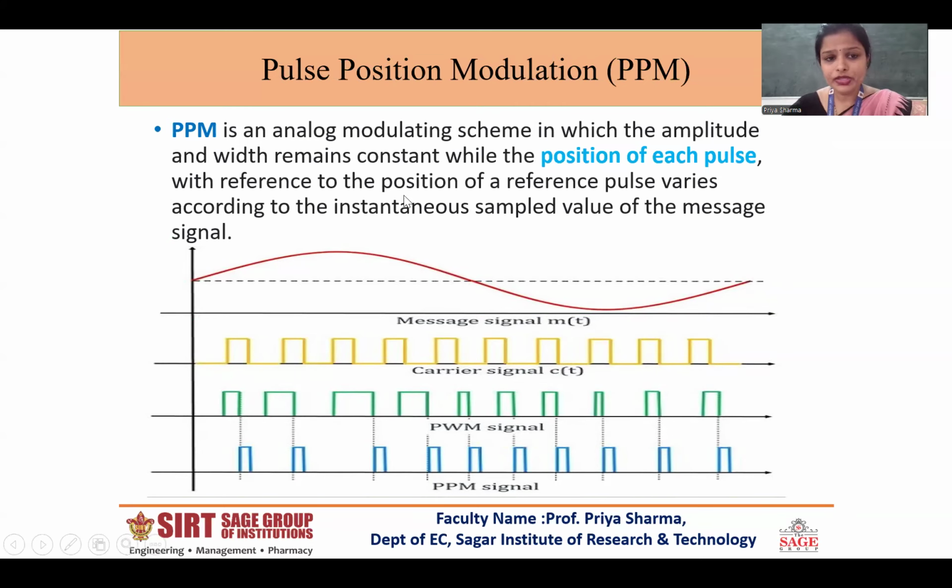So this is basically the waveform. This is the message signal. This is the carrier signal. The pulse position modulation waveform is drawn with reference to the pulse width modulation. This is the maximum width, so the pulse will be near to it, and with the minimum width, the position is disturbed as compared to the reference carrier signal.